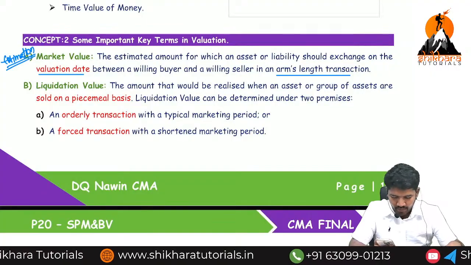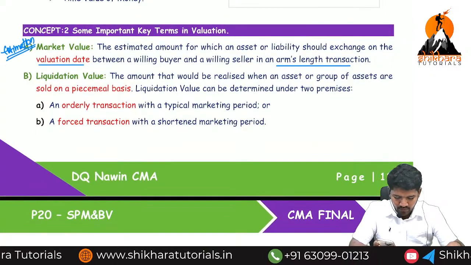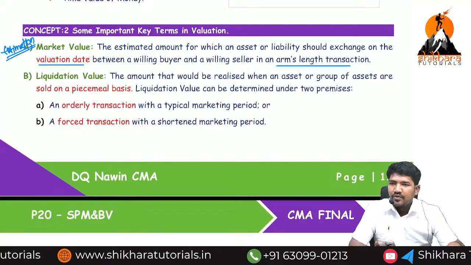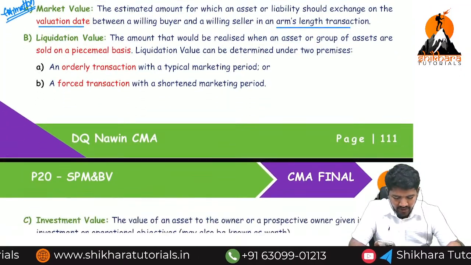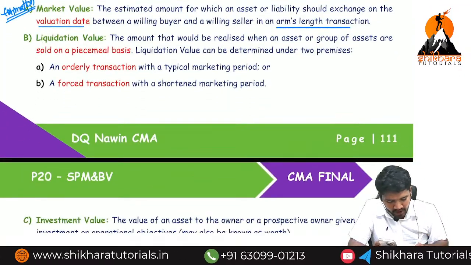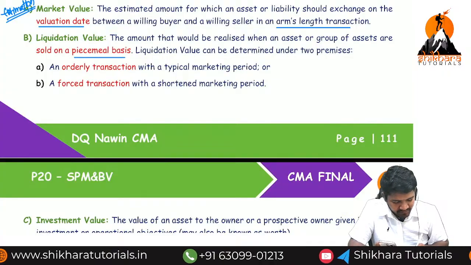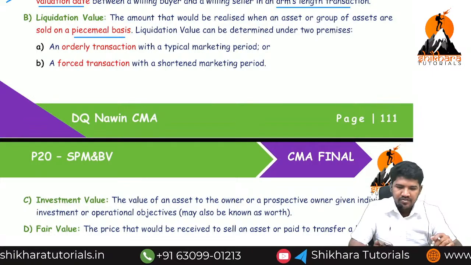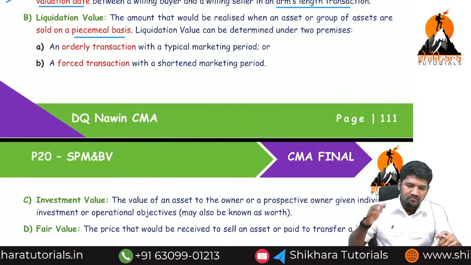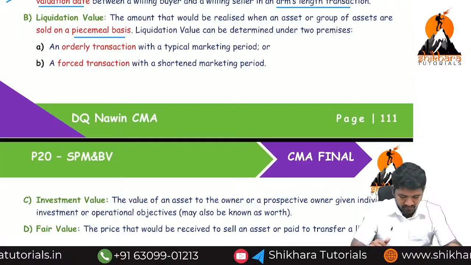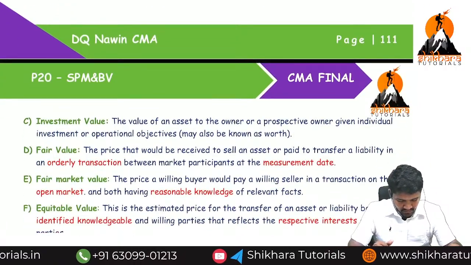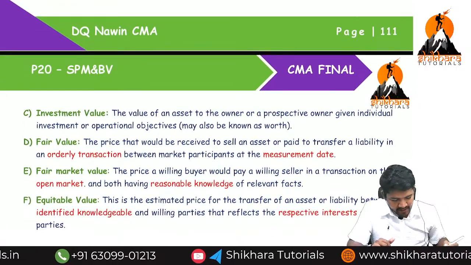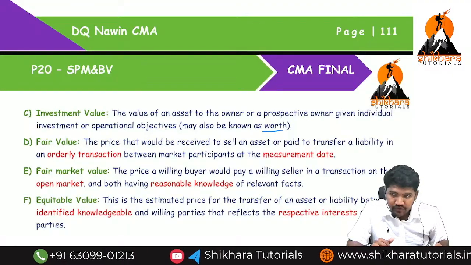So when it comes to the market value, the keyword we have is estimated value. Next, when it comes to the liquidation value, the keyword we have is piecemeal basis. So when it comes to the investment, the keyword we have is worth.